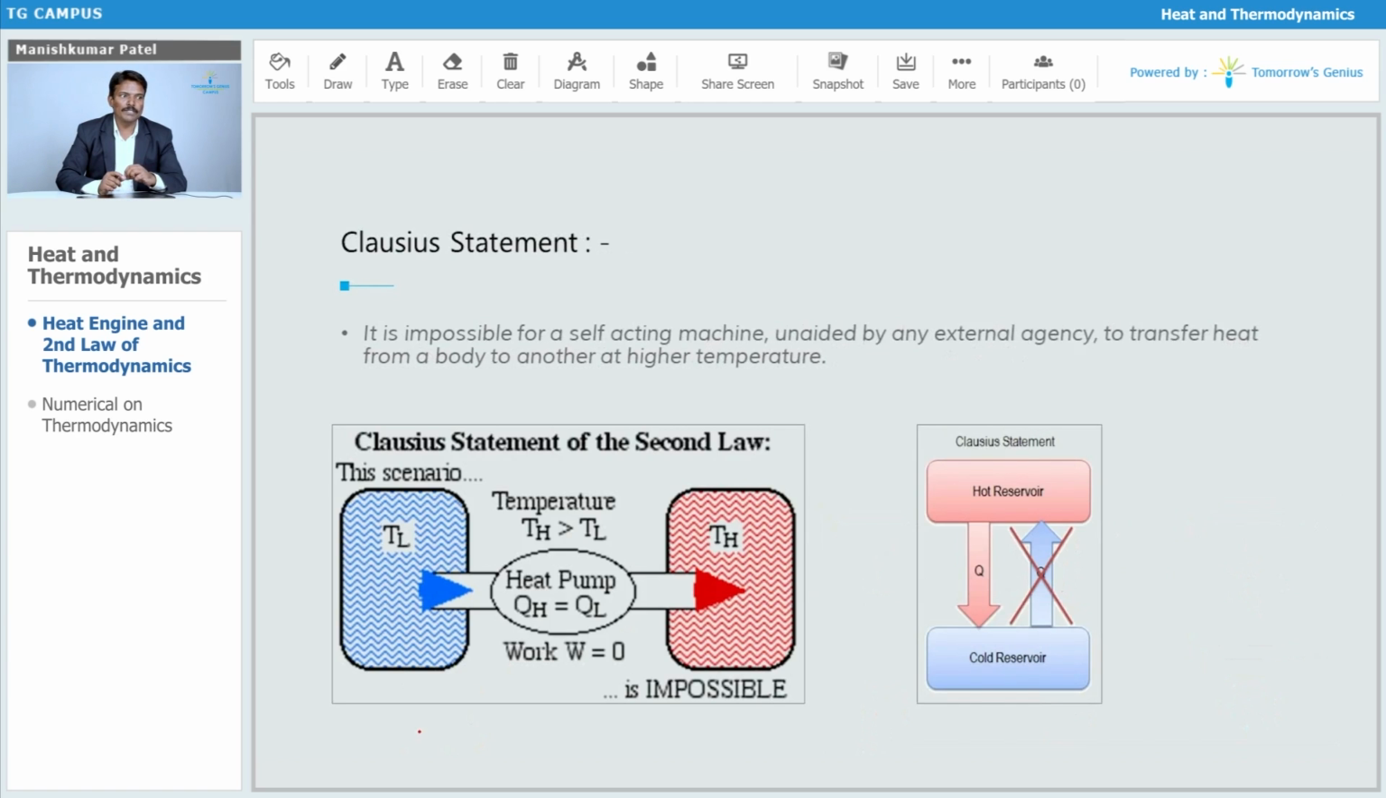This is the Clausius statement. It is impossible for a self-acting machine, unaided by any external agency, to transfer heat from a body to another at higher temperature. So TH has to be greater than TL. For the heat pump, the work is 0, which is impossible. This is what the Clausius statement tells us. Taking Q amount of heat from the hot reservoir, some part of the heat is again rejected to this cold reservoir.